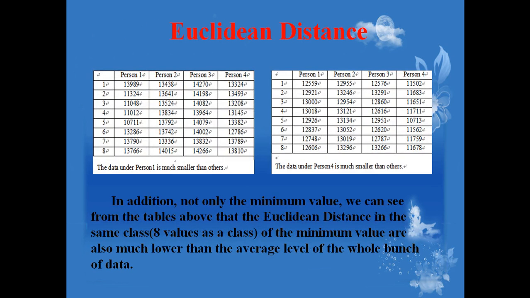In addition, not only the minimum value, we can see from the table that all the 8 data under the name of person 1 are much smaller than the values of the other persons. And similarly for the second table, all the values under person 4 are much smaller than the other persons' values.